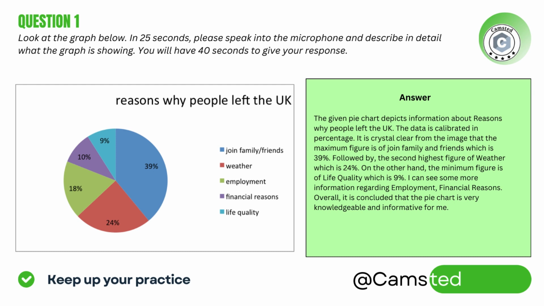On the other hand, the minimum figure is of life quality, which is 9%. I can see some more information regarding employment, financial reasons. Overall, it is concluded that the pie chart is very knowledgeable and informative for me.